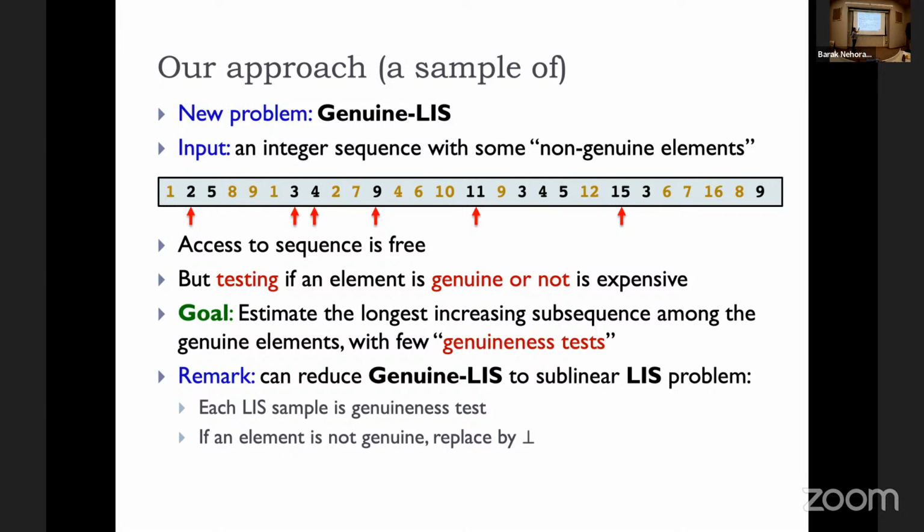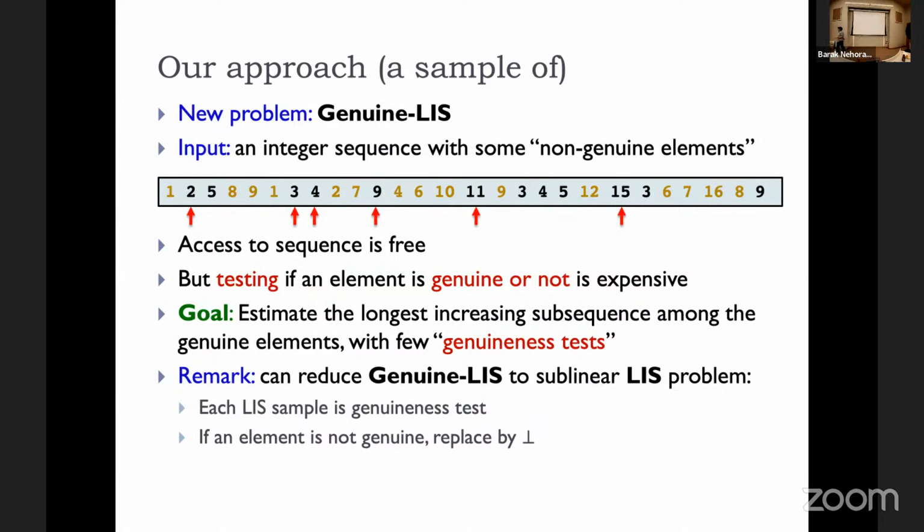So basically, the sublinear algorithm just goes there and samples positions, right? And each LIS sample that looks at a character actually generates a genuine test. Basically, it tests whether that particular character is genuine or not. If it happens to be not genuine, so if I cannot possibly use this character, that's a bottom that cannot be used.